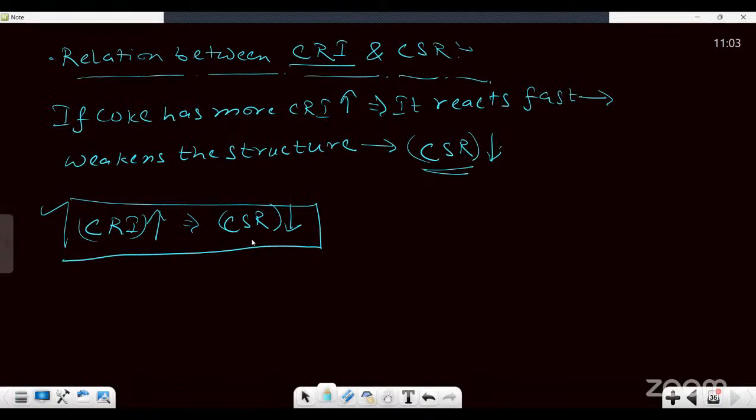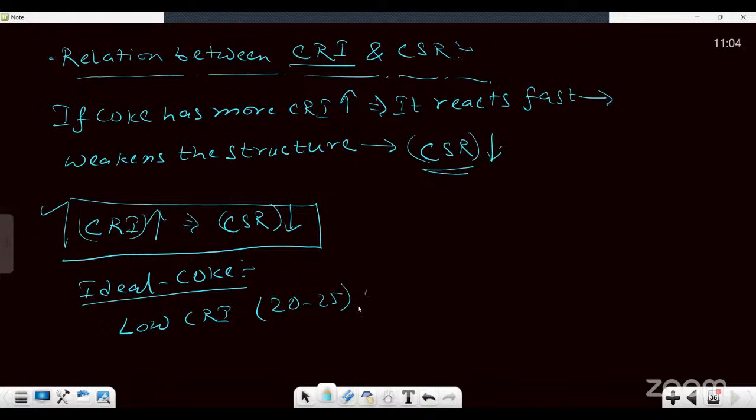But both are important. This is the challenge, right? If you increase the CRI, coke reactivity index, your CSR, that is the coke strength after reaction, will decrease. So how to balance it? And what is an ideal coke? Which kind of coke will we say is the ideal? An ideal coke should have a low CRI value, coke reactivity index, 20 to 25%, and it should have high CSR, coke strength after reaction.